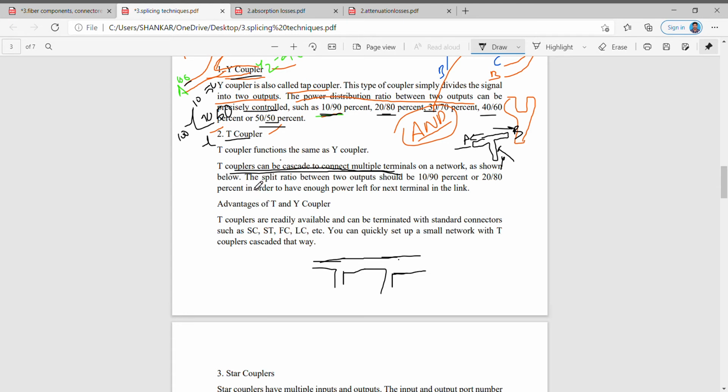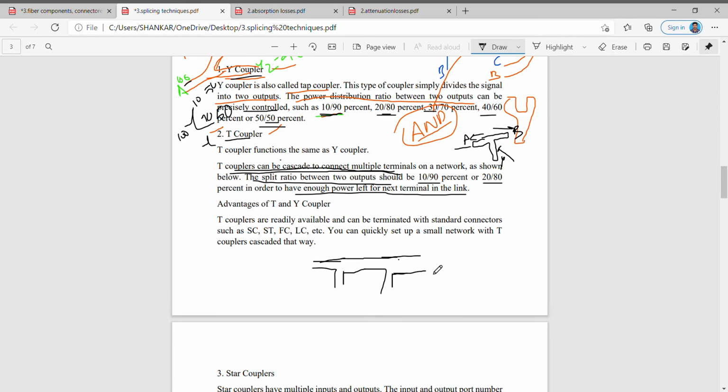The split ratio between the two outputs would be 10/90 or 20/80, in order to have enough power left for the next terminal in the link. That is the T coupler.